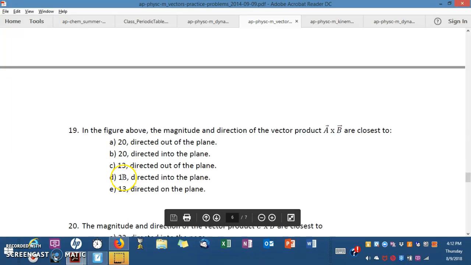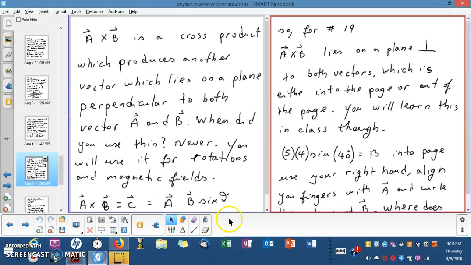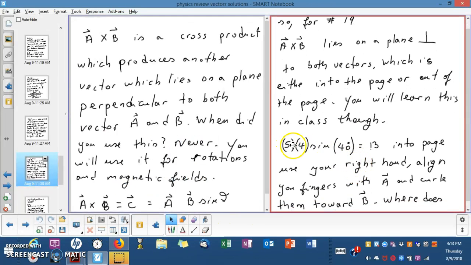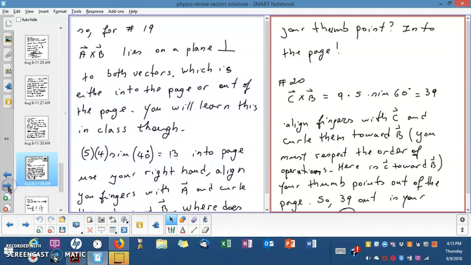Is it 20 or 13? If you evaluate it and you do A, B, sine, you will see that you have a 13. So 4 times 5 times sine 40 is 13. So 13 is into the page. That's your answer.